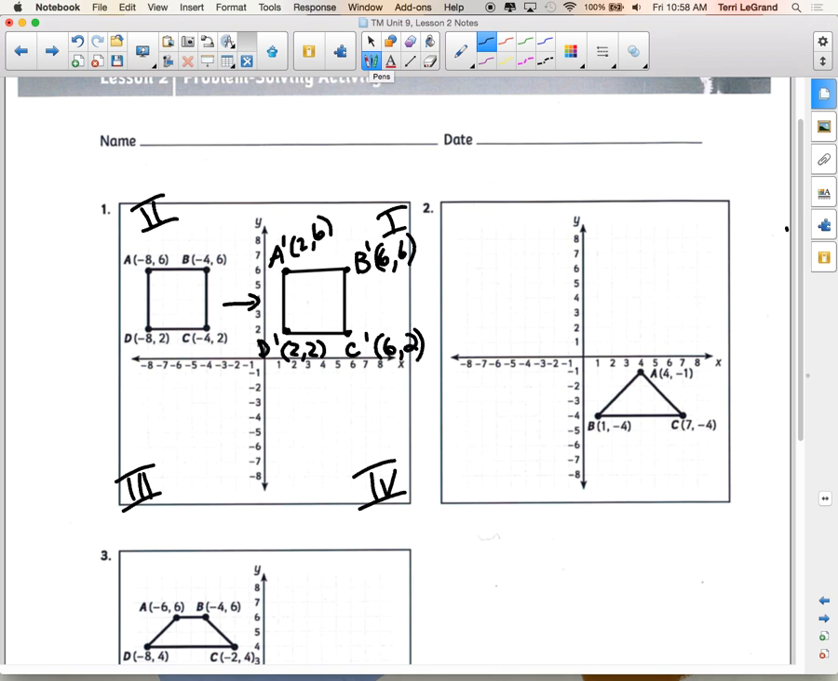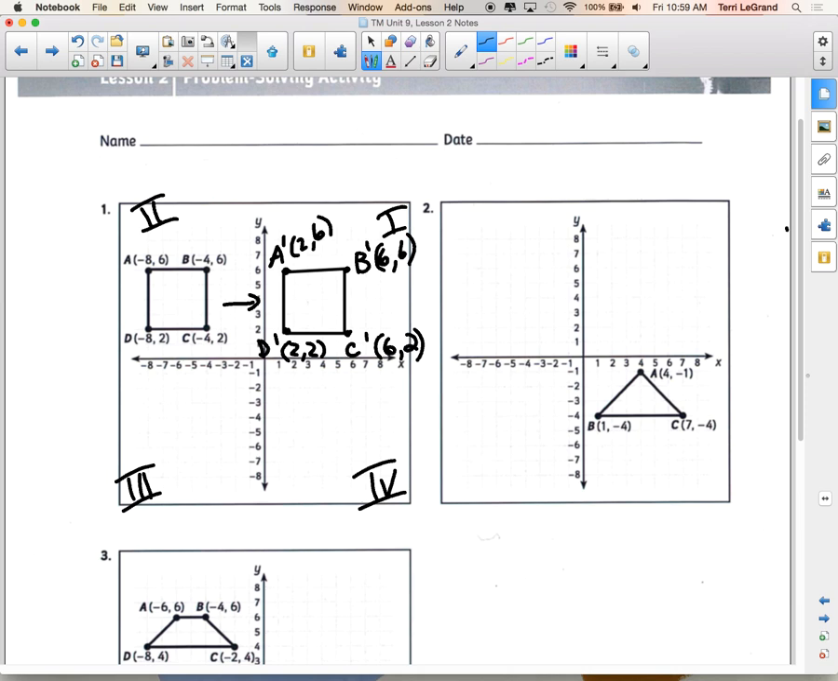So does it look like you have a square that moved 10 units to the right? Yes. Okay. We just did a translation of 10 units to the right. So A prime, B prime, C prime, D prime has its own sets of coordinates. That is a transformation of square ABCD. Okay, questions?